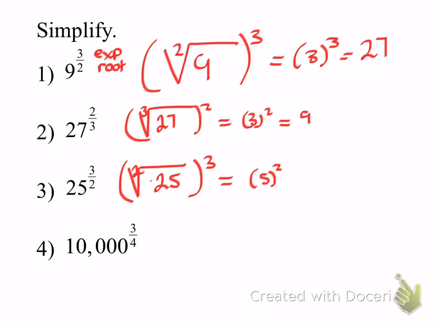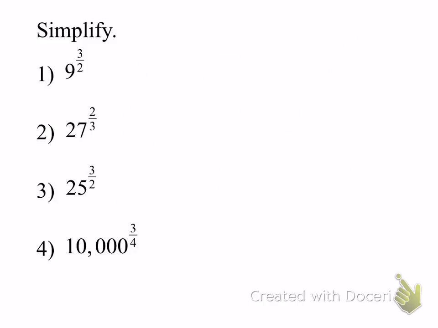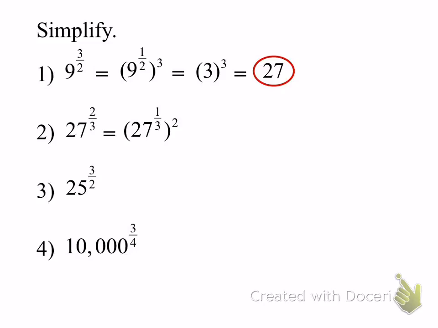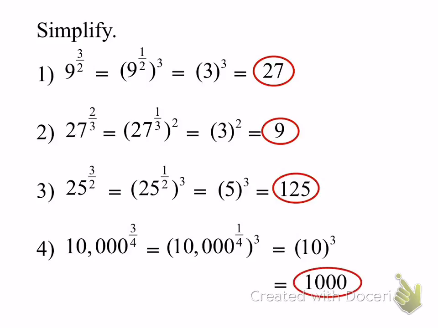5 cubed is 125. You guys good with that? Yep. The last one, did you guys do it? No. Okay, let's just check our work. So we're taking the fourth root of 10,000, which would be what? 10. Yeah, 10 times 10 times 10 times 10, right? And then cubed it would be 1,000. All right, so that's all there really is to it.